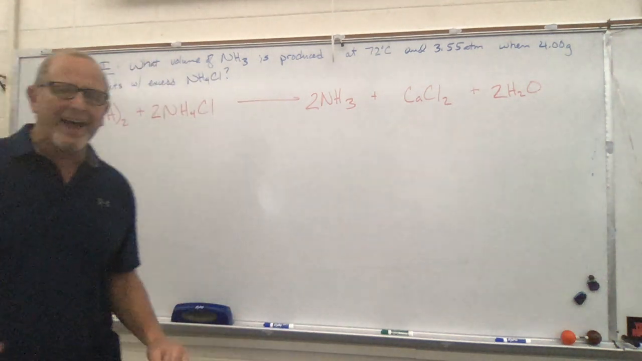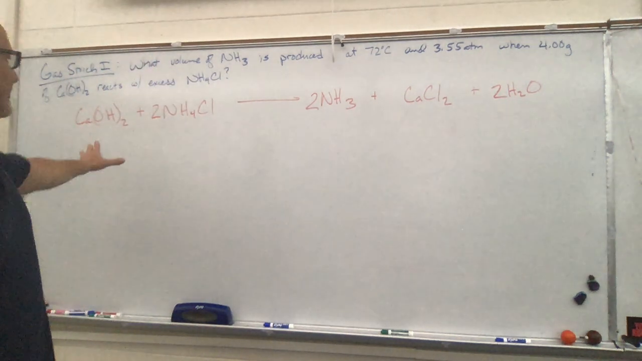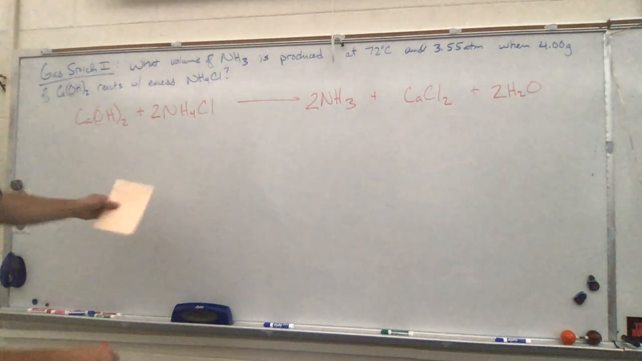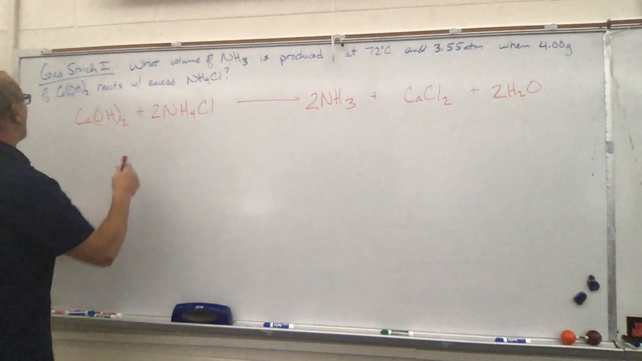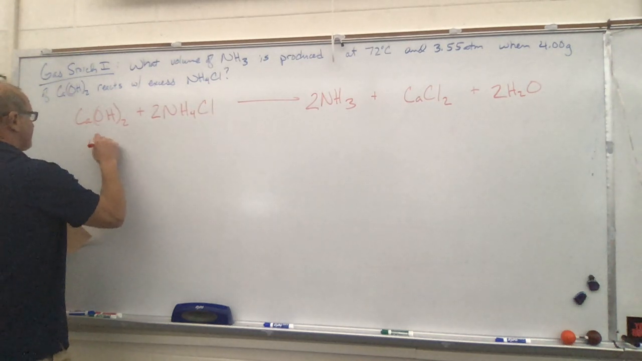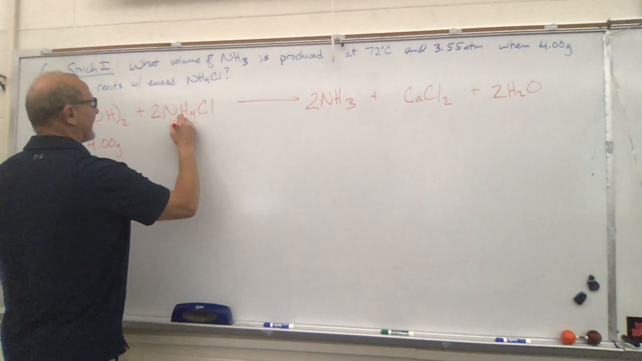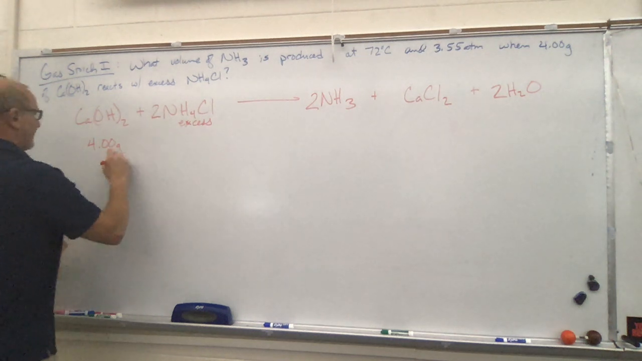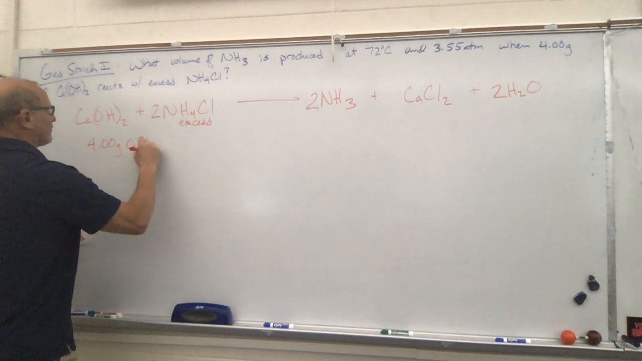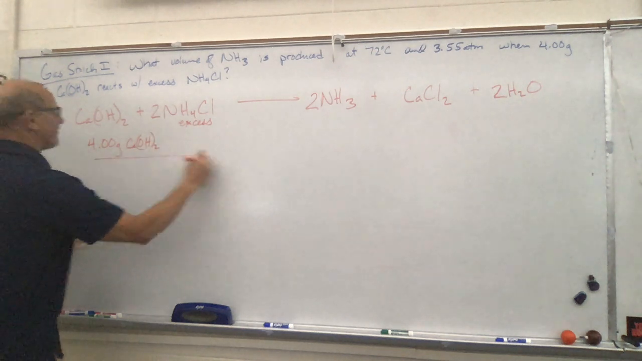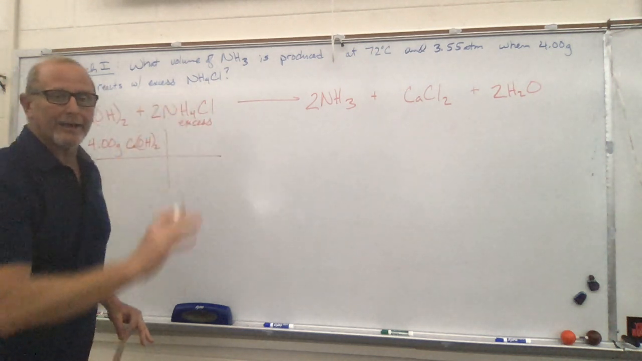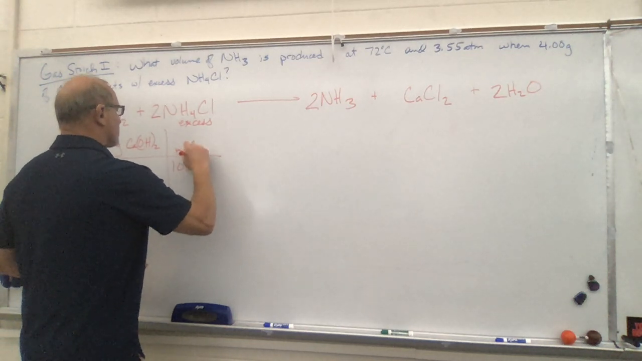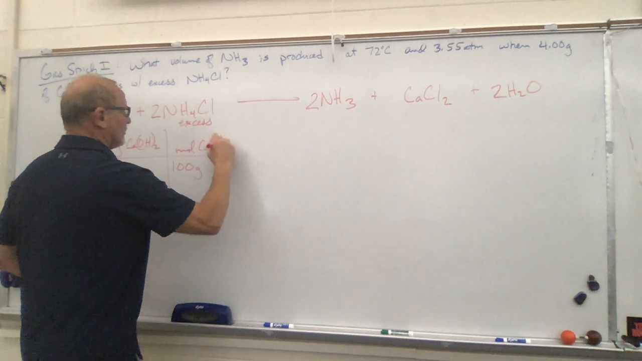Now that went really fast. I apologize for that. But if you take a few minutes and look at that, I think you'd come to those same conclusions. Now let's get on to the stoichiometry of it. I've got 4 grams of this stuff, and this is running in excess, so we don't need to worry about that. We have 4 grams of CaOH2. And if I look on my periodic table, I get the molar mass of that.